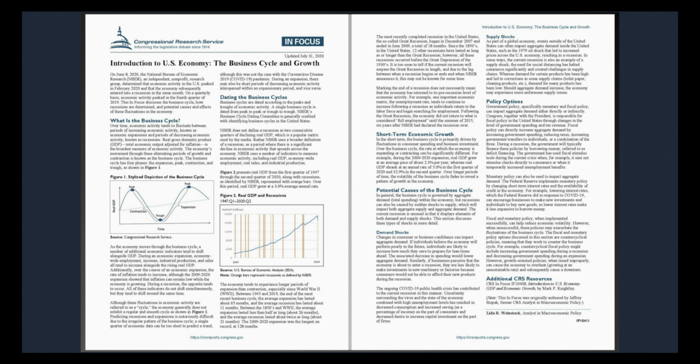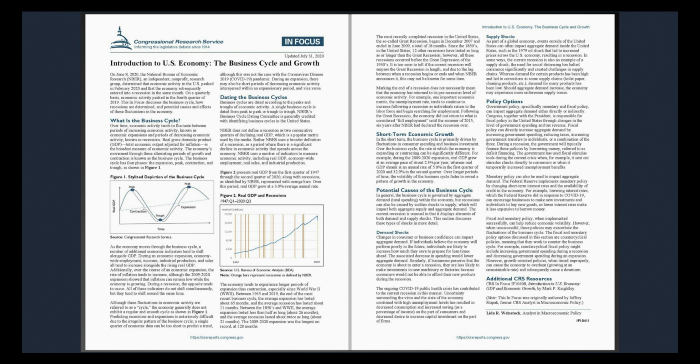Updated July 31, 2020. On June 8, 2020, the National Bureau of Economic Research, NBER, an independent, nonprofit research group, determined that economic activity in the U.S. peaked in February 2020 and that the economy subsequently entered into a recession in the same month. On a quarterly basis, economic activity peaked in the fourth quarter of 2019.